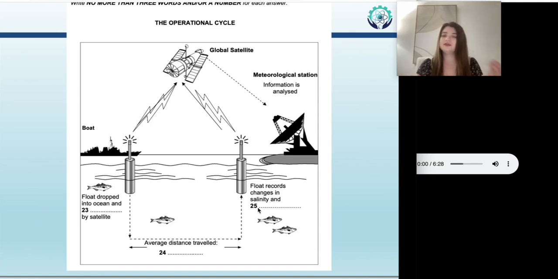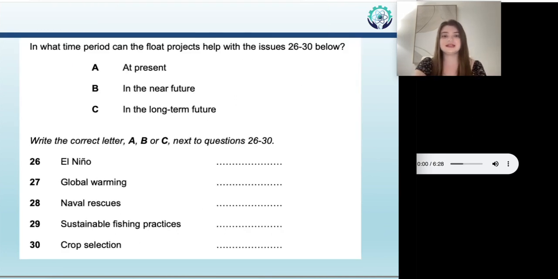So again, similar strategy here. We've got to listen for key things, right? We've got to first of all listen for when they're talking about the operational cycle. We'll know to come to this page, and then we'll have to listen for those specific details. So again, it's really a test of listening for the specific details and writing them down. That's what the test is.